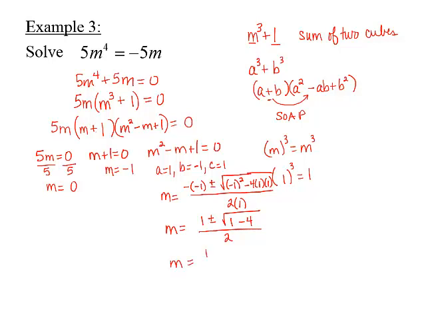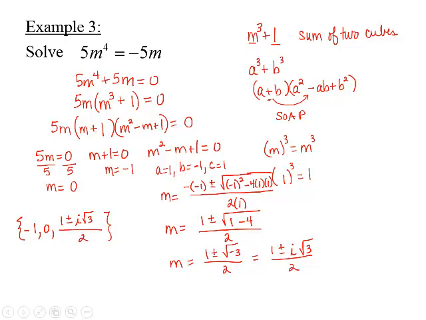We get m equals 1 plus or minus the square root of negative 3 divided by 2. Simplifying the square root of negative 3, we get 1 plus or minus i square root of 3 all over 2. So our four solutions are negative 1, 0, 1 plus or minus i square root of 3 divided by 2.